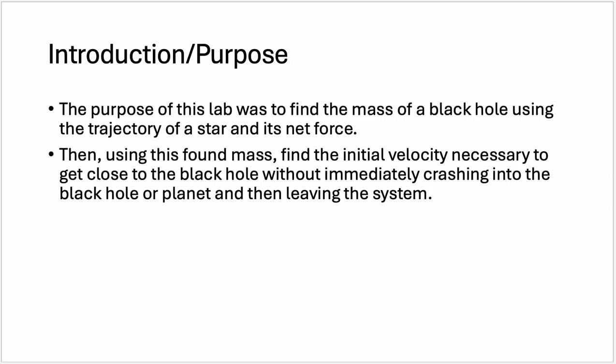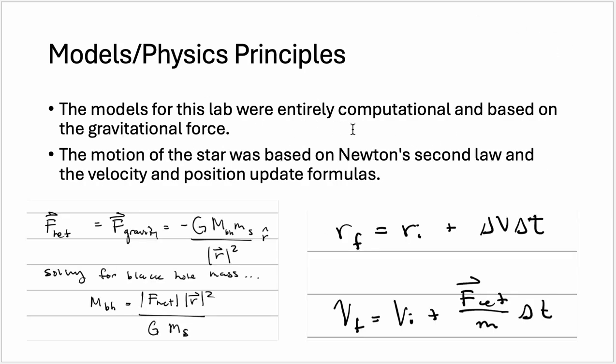The purpose of this lab was to find the mass of a black hole using the trajectory of a star and its net force. Then, using this found mass, I found the initial velocity necessary to get close to the black hole for a ship without immediately crashing into the black hole or the planet that it left from, and then leaving the system. The models were entirely computational and based on the gravitational force, and the motion of the star was based on Newton's second law and the velocity and position update formulas.